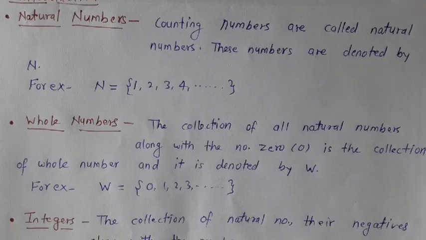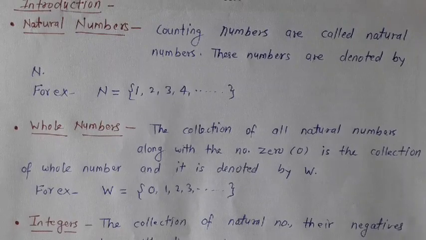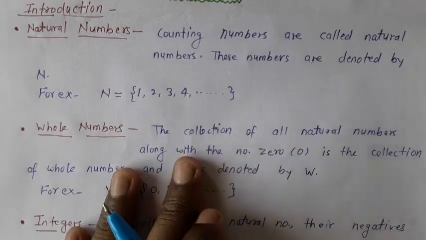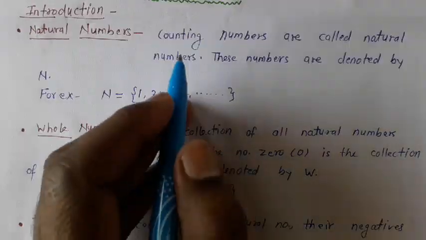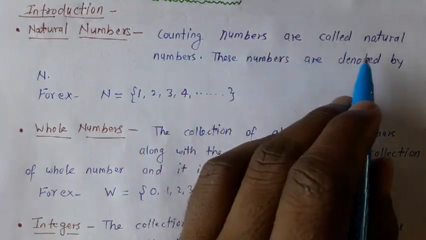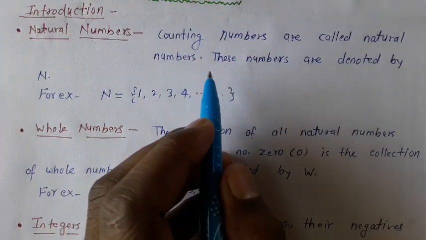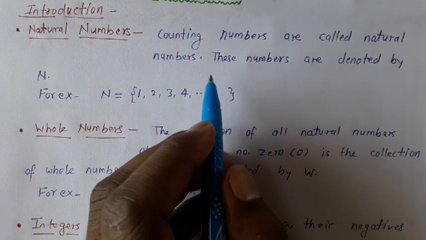So the first number is natural numbers. Students, natural numbers means counting numbers. All counting numbers are called natural numbers.